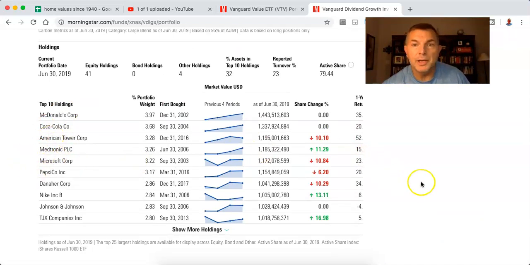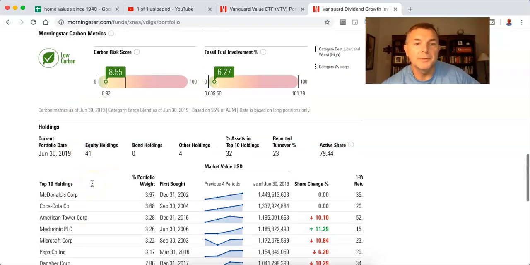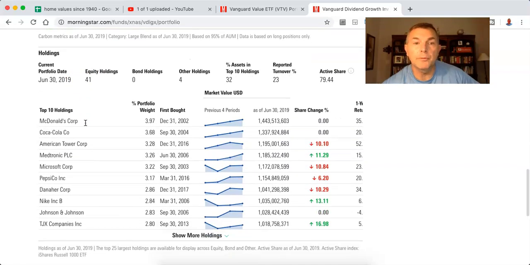Anyway, so you can see the top 10. But the turnover is 23%. I'm going to do a video on active share tomorrow. That's a big deal in my opinion. The turnover is 23%, that means they trade a quarter of their portfolio every year. But look at this. They only got 41 stocks. Equity holdings 41. That's nuts. I mean, that's not a big portfolio, my friends.